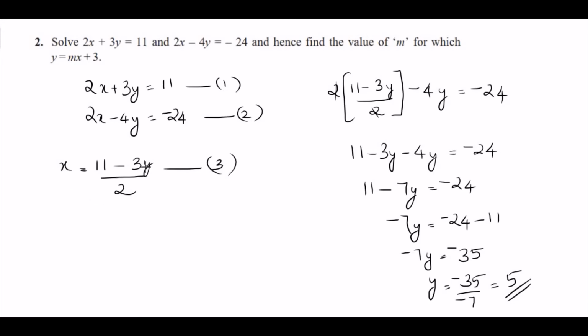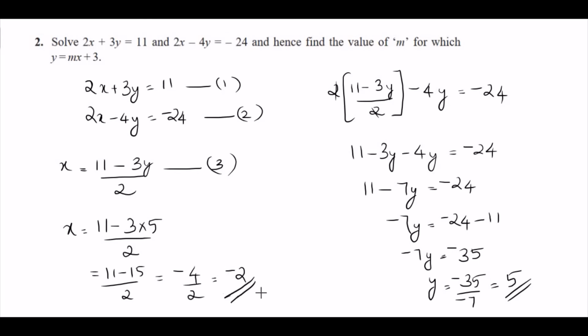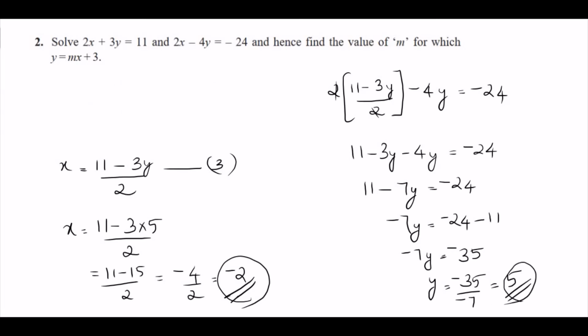Now substitute that y value here to get the value of x. So x is equal to 11 minus 3 into 5 by 2, that is 11 minus 15 by 2, that is equal to minus 4 by 2, that is minus 2. So x value is minus 2 and y value is 5. So here it's given, after solving, find the value of m for which y equal to mx plus 3.